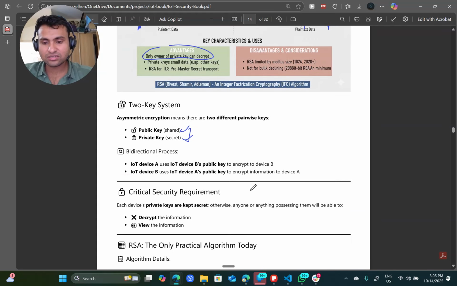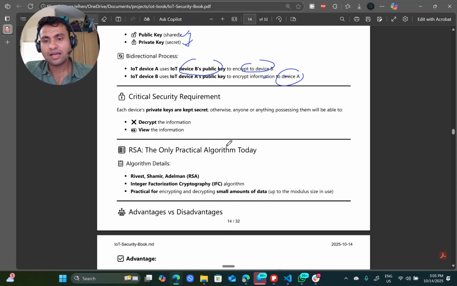So let's just see this process. IoT device A uses IoT device B's public key to encrypt to device B. IoT device B uses the public key to encrypt information to device A. And each device's private key is kept secret. Otherwise, anyone or anything possessing them will be able to decrypt the information and view it.